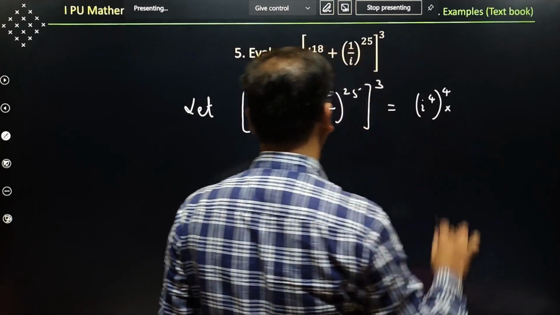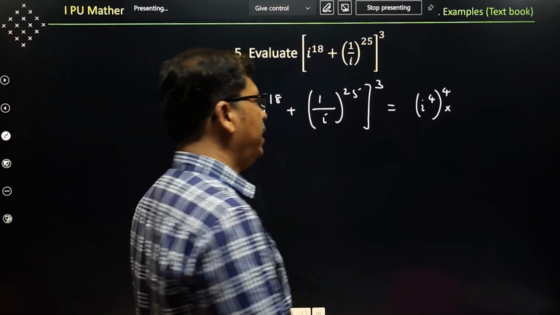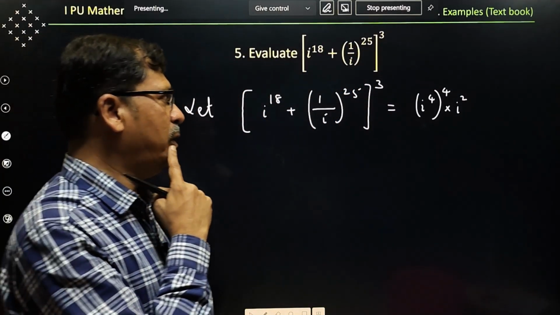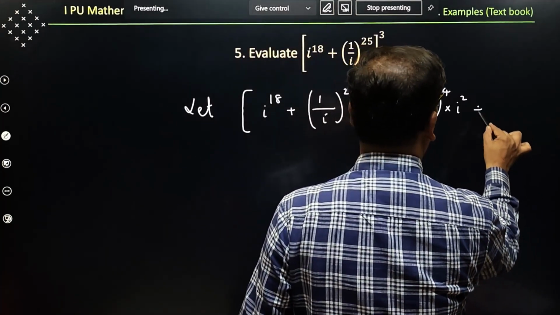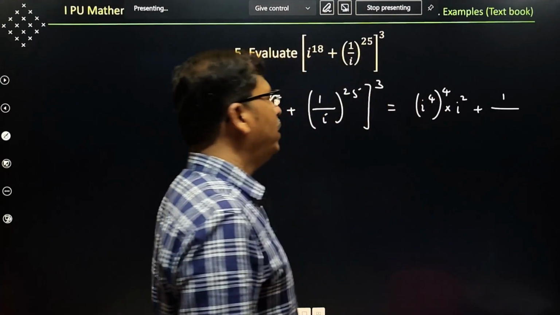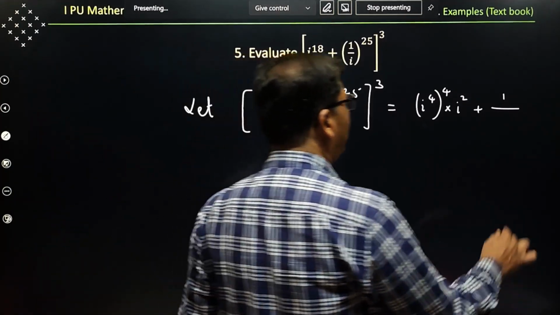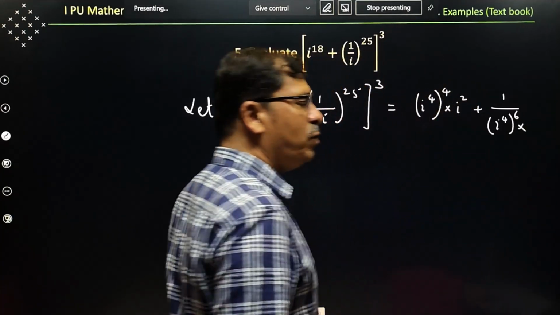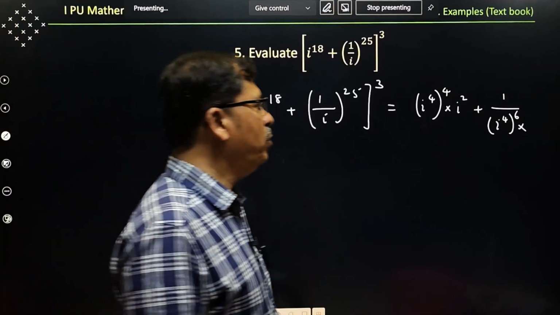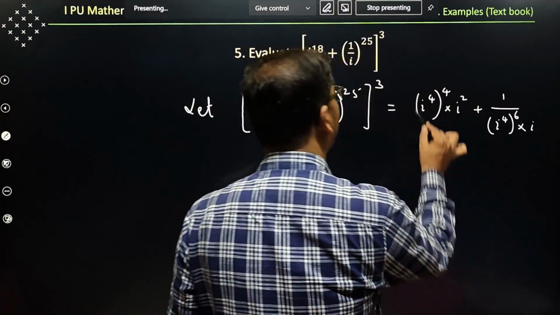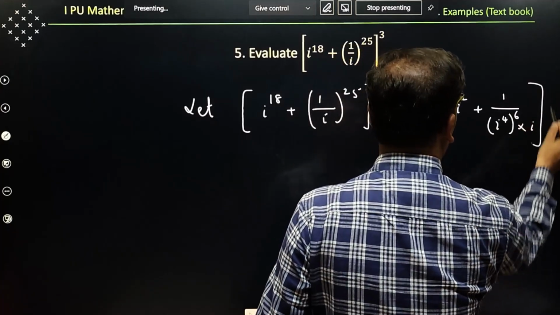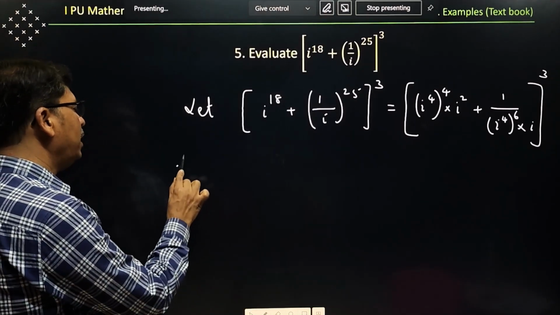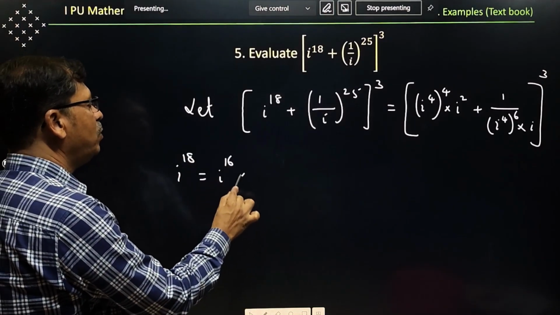This is equal to, see, i to the power 18 can be written as i to the power 4 raised to the power 4, which leads to 16. That is only 16, not 18, so next we need i squared. If you write i squared, it leads to i to the power 18. Next, plus 1 upon i to the power 25. I to the power 25 can be written as i to the power 4 raised to 6. 6 fours are 24, it will tally, but it is actually 25. So one more i I would like to write here in the denominator to tally it, and raise it as a whole to the power 3.